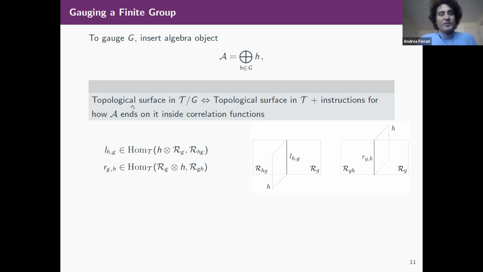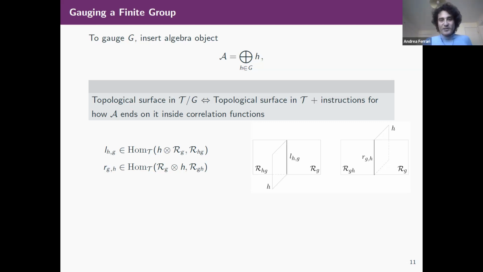And so if we want to talk about topological surfaces in the theory we have gauged, then we can talk about topological surfaces in the theory where we have not gauged, together with instructions about how this algebra object ends on the surfaces we had before. So in particular, if we decompose our algebra object into components, we can see how some components of our algebra objects, that here I'm labeling by H, end on configurations of surfaces that were topological in T. For example, here H will induce a one morphism between the surface graded by HG and the surface graded by G. And similarly here, we will have one of these morphisms relating these two surfaces.